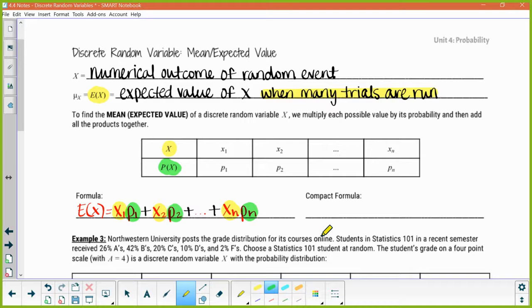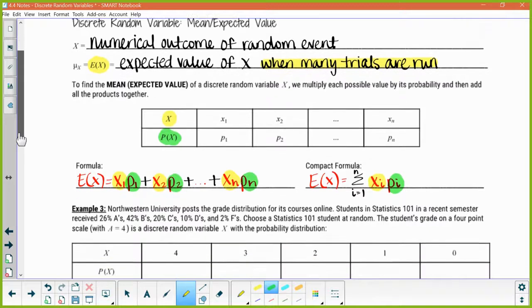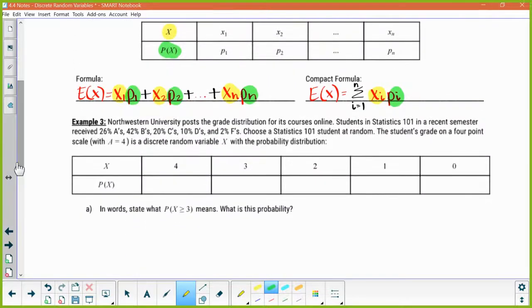I will say, generally in the wording of the question, they will ask expected value before they will ask for the mean of the probability distribution. And there is a compact formula. I believe this is the formula that they give you on your formula chart. Basically, it's the summation of the same thing, your outcome times the probability of the outcome. So you're just adding up those multiplied values. So we're going to go ahead and do one of these together.